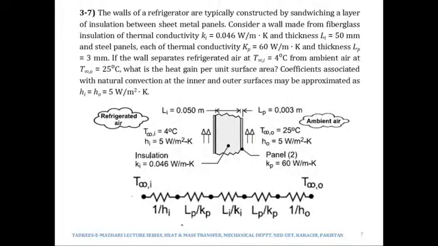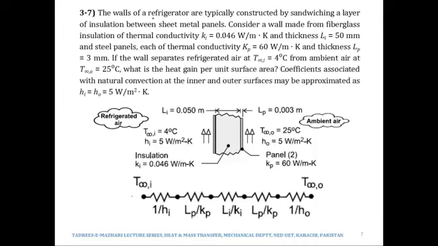Let's take the next problem, which is 3-7 of the 7th edition of Incropera and DeWitt. It says that the walls of a refrigerator are typically constructed by sandwiching a layer of insulation between sheet metal panels.